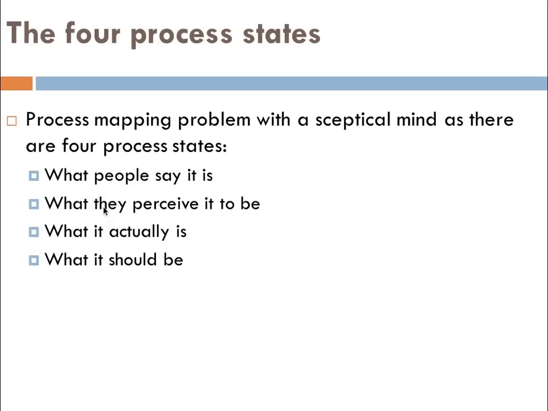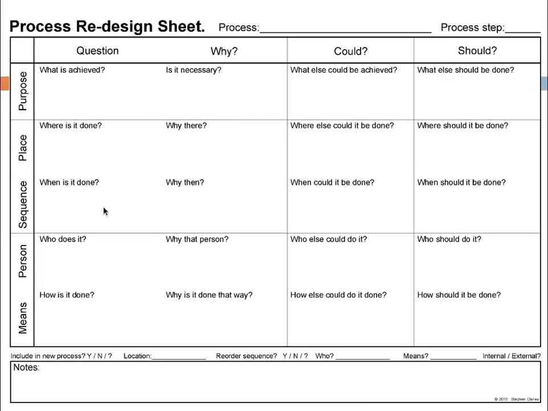These 4 process states are what people say it is. You need to understand what they perceive it to be, what it actually is, and what it should be. This can be represented as something called a process redesign sheet. You write the process and you write the first step here. And to your left, you have got 5 terms beginning with means, person, sequence, place, and purpose.